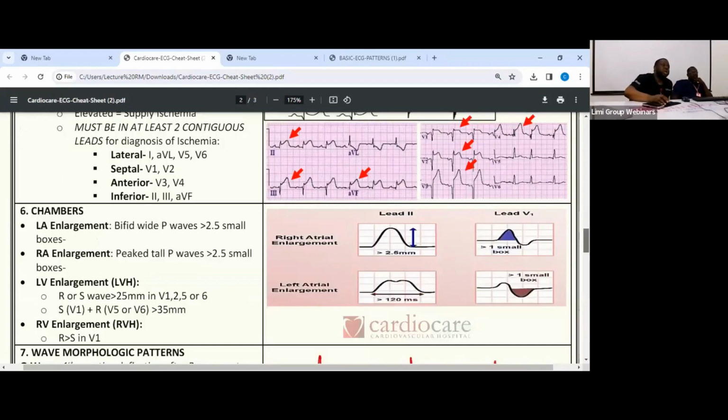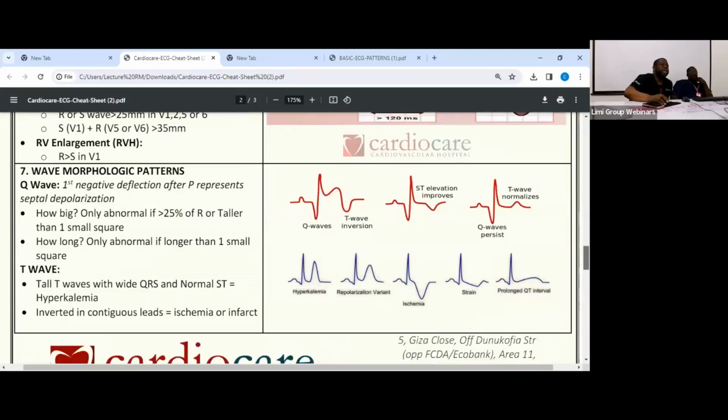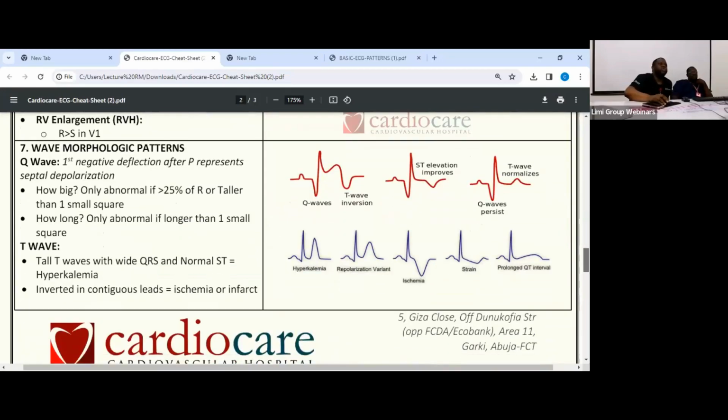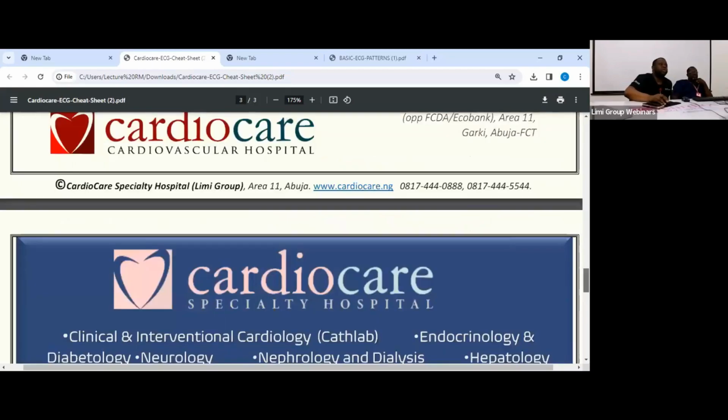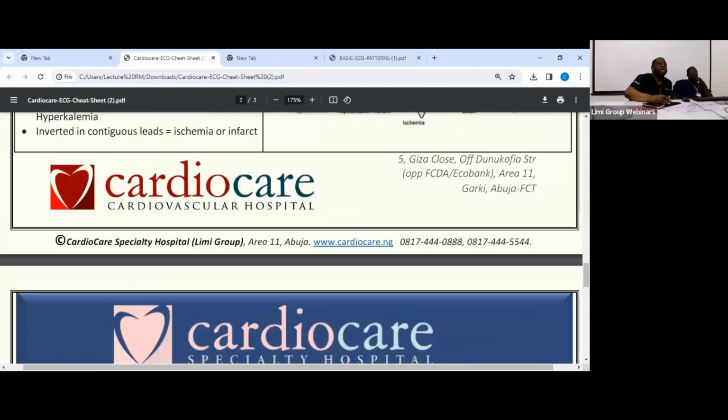Then we talk about the chambers that could be enlarged. And then we talk about the Q wave and the T wave inversion. If you see all of these things, you should be able to use it in your everyday life. Now I will just end with the final one, which you already have.